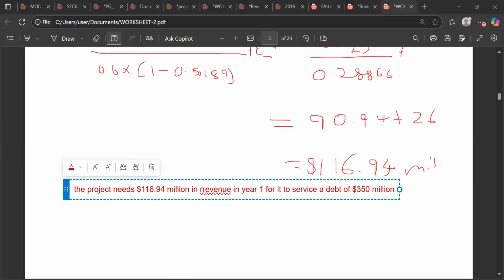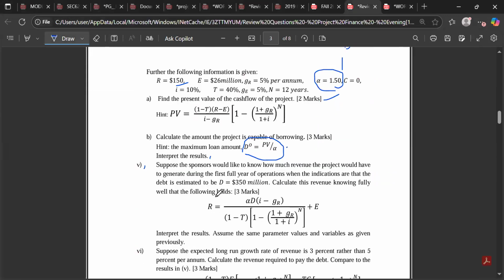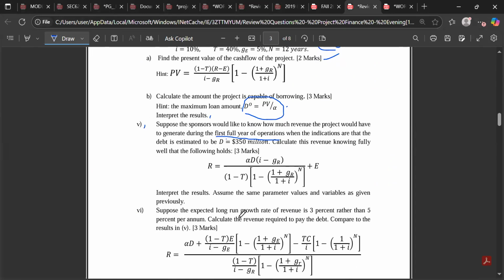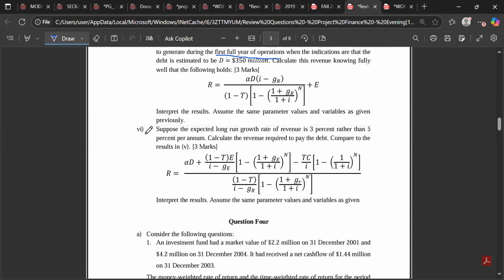Are we clear? Yes. Then maybe why are we getting the one year? The question was specific. It said, suppose the sponsors want to know how much revenue the project will generate during the first full year of operations. It does specifically tell us that. Okay, glad you're following. Let's look at part 6 now.